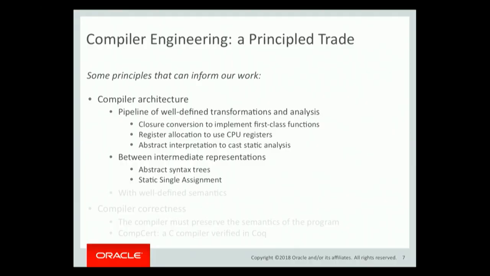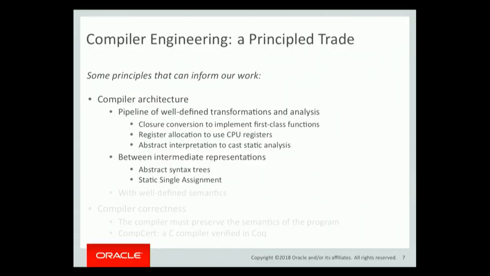The other interesting thing is that not only do we have a well-defined sequence of transformations, but we keep transforming the representation of the program, and typically these representations are well understood, and a lot of effort has been placed into designing them. So for example, there is the abstract syntax tree, which is usually what you get out of a parser, but another example is static single assignment, which is a somewhat famous representation for programs, particularly useful for some optimizations.